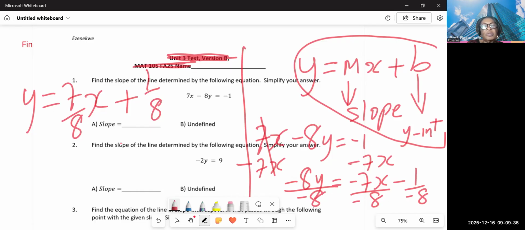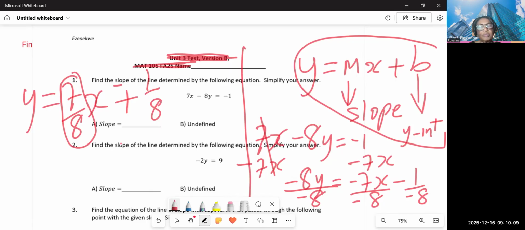So the question told me to find the slope. So the slope of the line is 7/8. The slope is always the coefficient of x, and the coefficient of x is 7/8. The y-intercept is 1/8, and I'm not told to find the y-intercept. So that is question number 1.